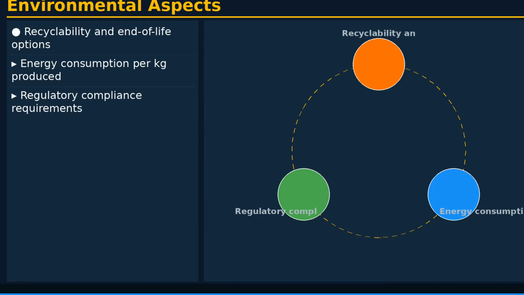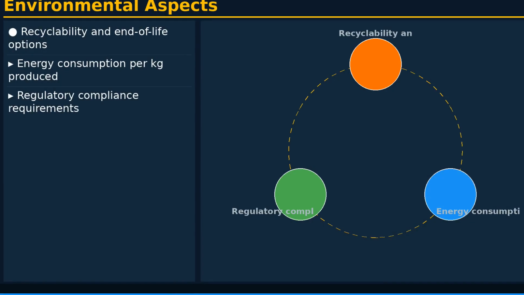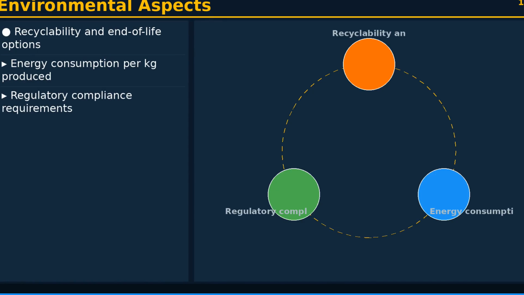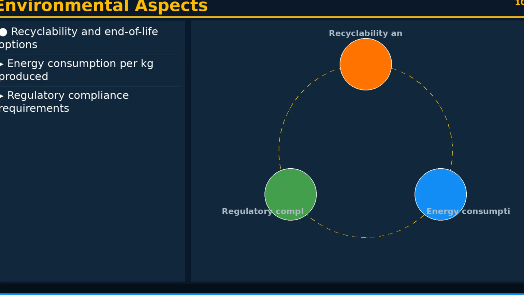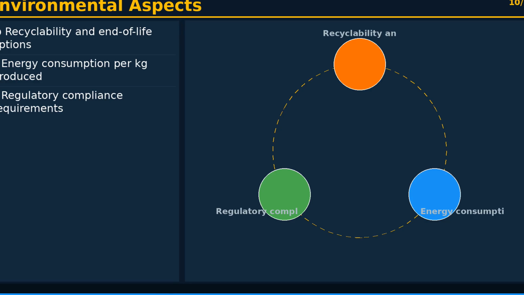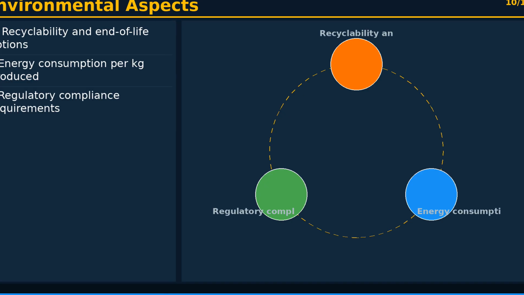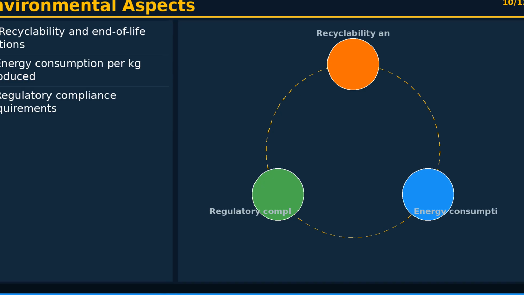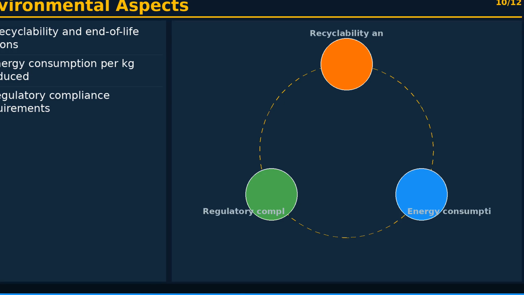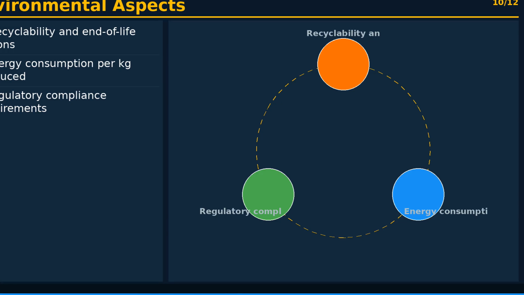Environmental considerations for grinding machine surface and cylindrical grinding focus on recyclability, energy use, and regulatory compliance. Life cycle analysis shows that energy-efficient processing reduces carbon footprint significantly. Compliance with environmental regulations is mandatory for all industrial operations.